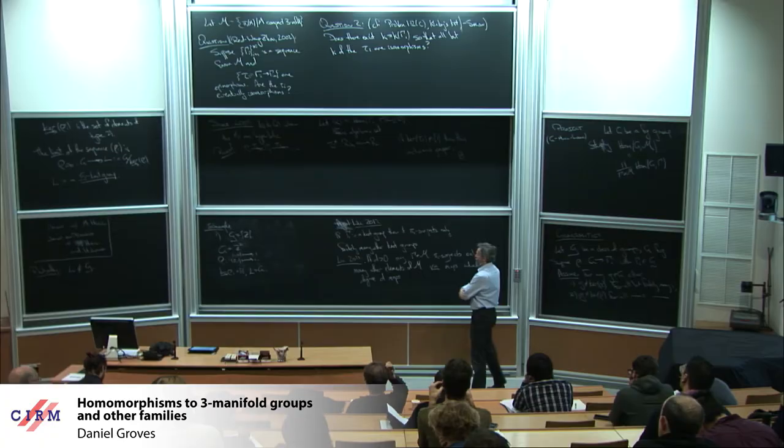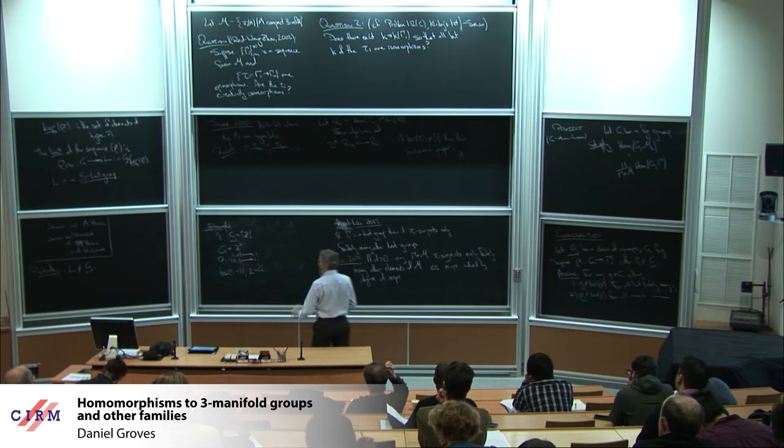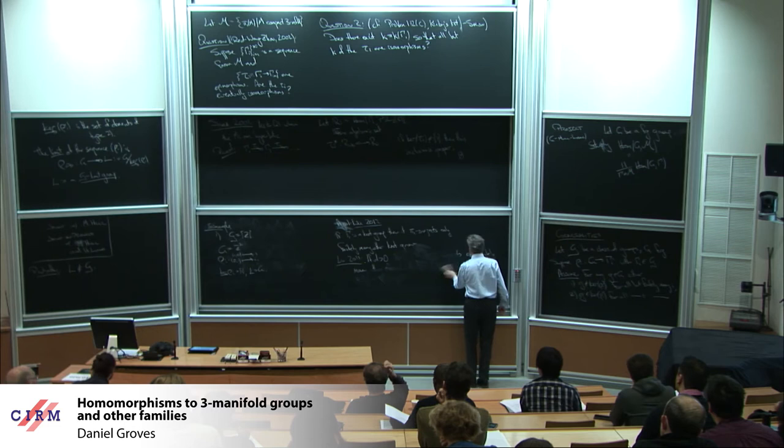Okay, so I just left the class that I was interested in by taking a limit. So the set of homomorphisms to M maybe is not compact, and I'm thinking about compactifying it by looking at the limit points under convergent sequences.